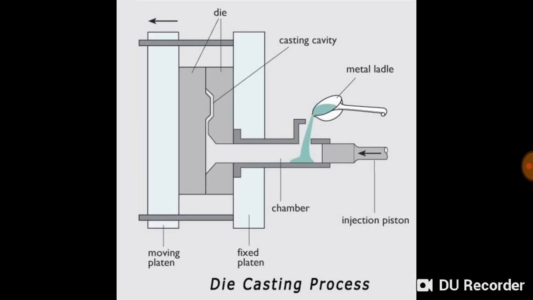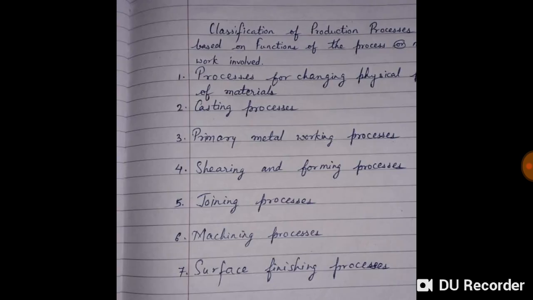And now the die casting process, where as you can see the die is there, and once it is closed, the metal is poured and it is injected with the help of injection piston, and it takes the shape of the cavity, and then the die is opened and the product is removed.